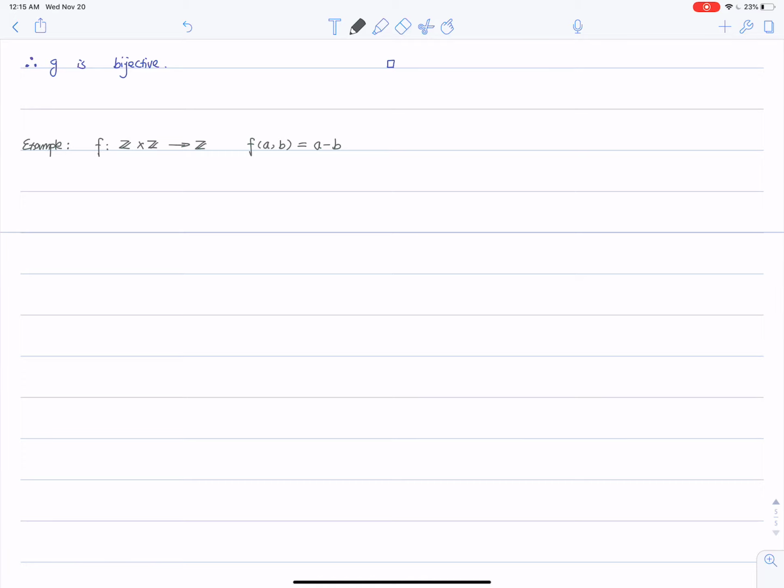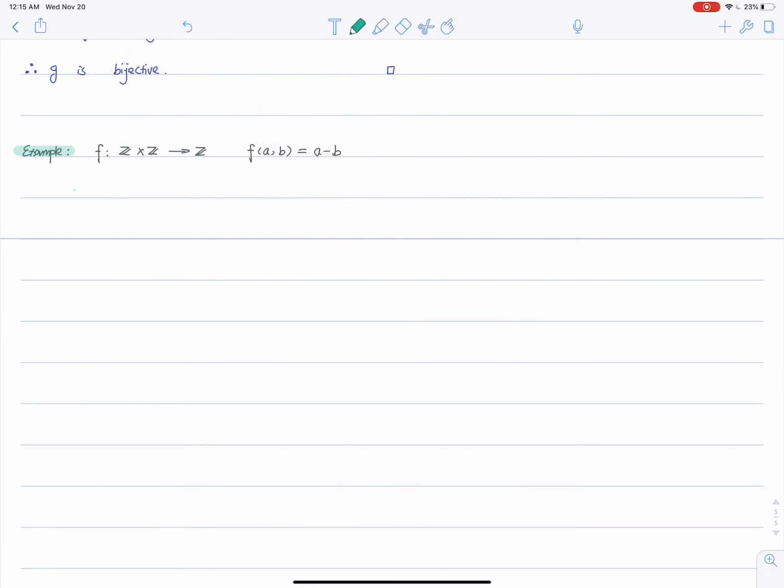Well, to prove, first of all, you need to think, is this injective? Well, obviously no, it's not injective. Okay, I'm going to write this. So this is not injective. This is obvious. Why? Because f of (1, 1) equals f of (2, 2), which equals 0. Okay, so it's not injective.